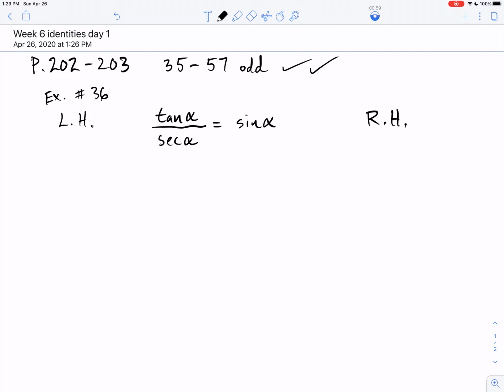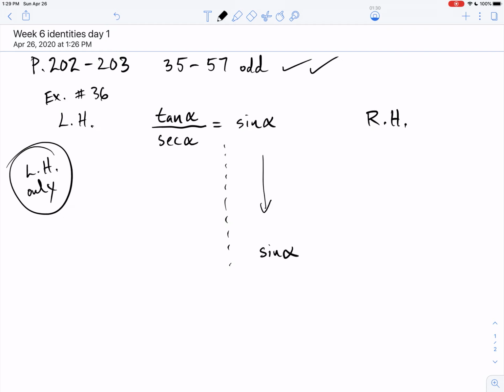Now, I want my answer to say sine alpha. So this tells me I should convert all this stuff into sines and cosines because I need a sine for an answer. So let's begin. I am going to do a left hand only answer. I'm not going to touch the right side. So the right side's going to stay the same. When I get done, that thing's going to just say sine alpha.